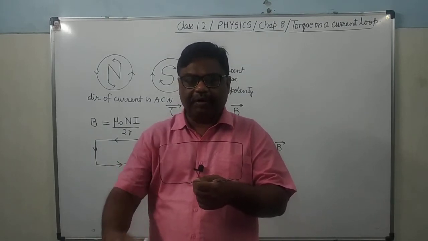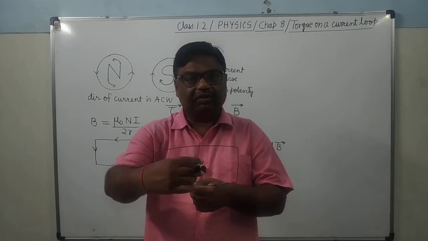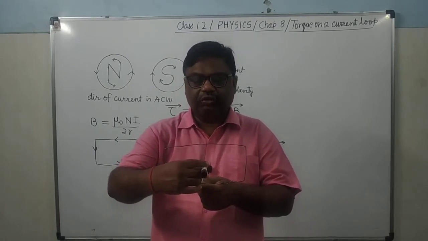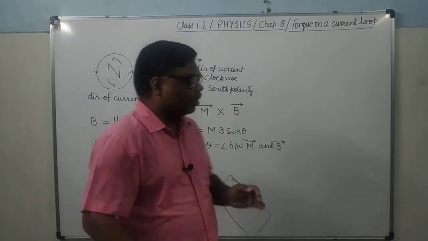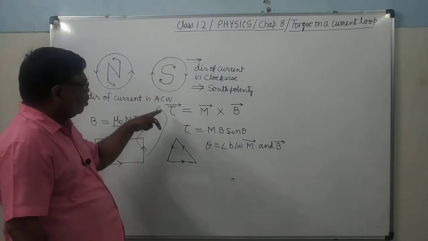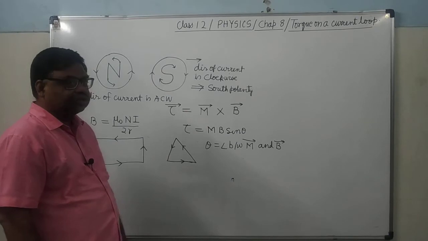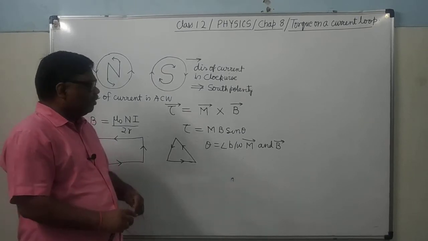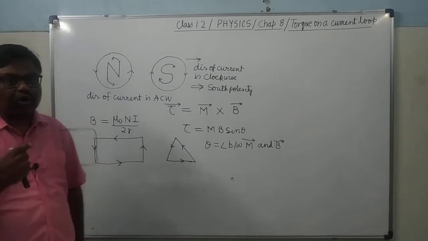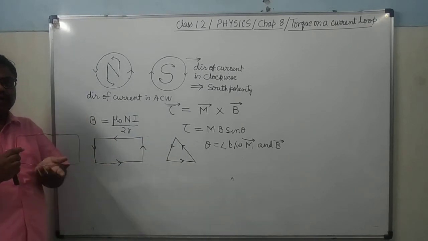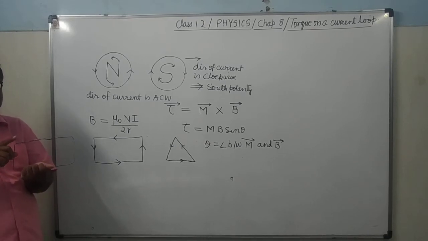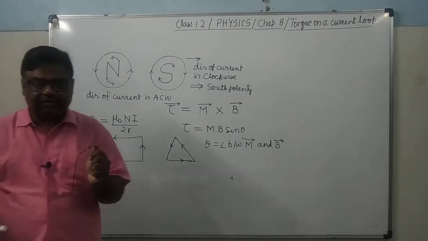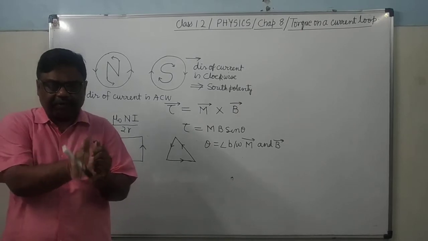So what is the magnetic moment? Suppose it is in that direction, because it will always be normal to the plane of the coil. So what angle does the magnetic moment direction make with the field lines? 90 degrees. So the torque will be tau equals m into B into sin 90, and sin 90 is 1, which means the maximum torque. This current loop experiences maximum torque when the field lines are tangential to its plane.